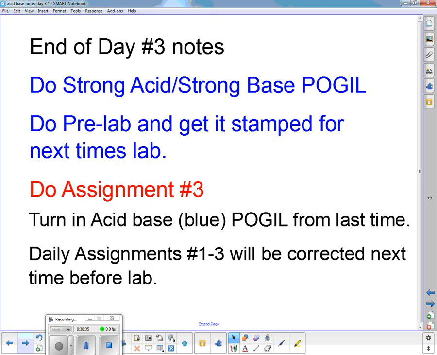Okay? We're going to do the strong acid, strong base, actually it says strong or weak acid is what it actually is, POGL. And then do the pre-lab, get it stamped, then start working on assignment 3. You need to make sure you turn in your blue POGL from last time. We'll correct 1 through 3 next time before we go into lab, or I might even push it back one more time. Okay? If you're having problems with the assignments, make sure you're coming in and getting help, though.